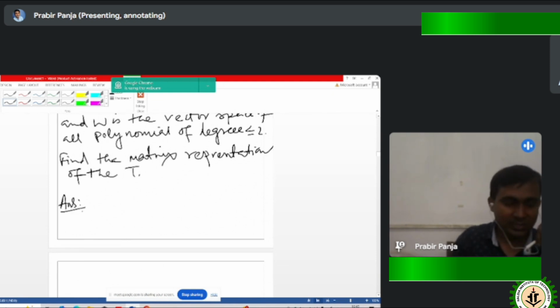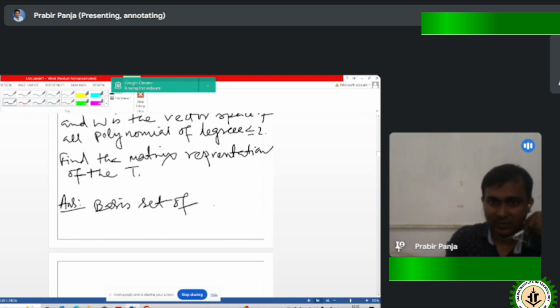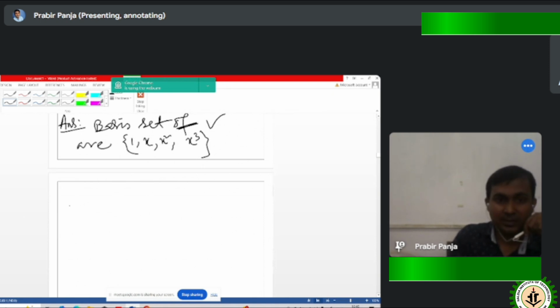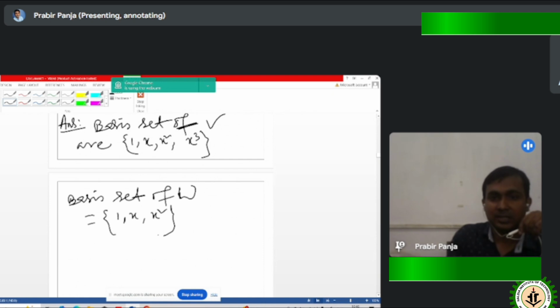So, first of all, we have to compute the basis vectors for V. Since V is the vector space of all real polynomials of degree less equal to 3, its basis set must contain the vectors 1, x, x square and x cube, because with the help of these we can construct any degree-3 polynomial. Similarly, the basis set of W contains 1, x, x square, because W is the collection of all polynomials of degree less equal to 2.